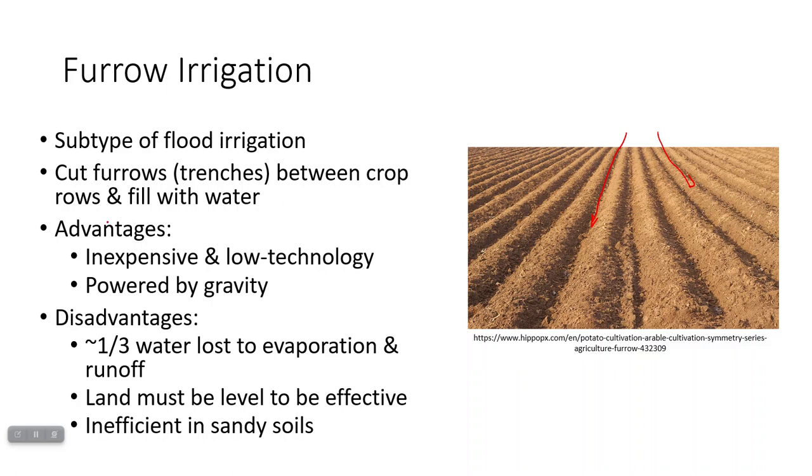Unfortunately, very similar to flood irrigation, you're losing a lot of water to evaporation and runoff. That's about a third of the water that you put on is going to evaporate or just run off to the nearest water source. And then another thing, you have to have your land pretty level. If you've got a bunch of hills and bumps, the water's not going to flow over those hills. It doesn't flow uphill. And so you're not going to be able to as effectively spread the water over the surface of whatever field you have.